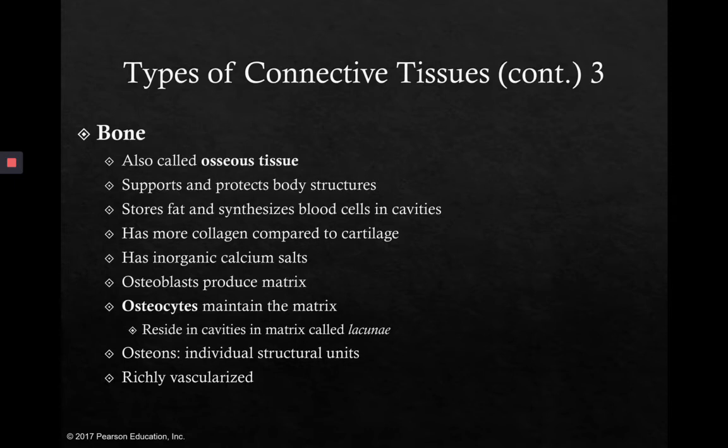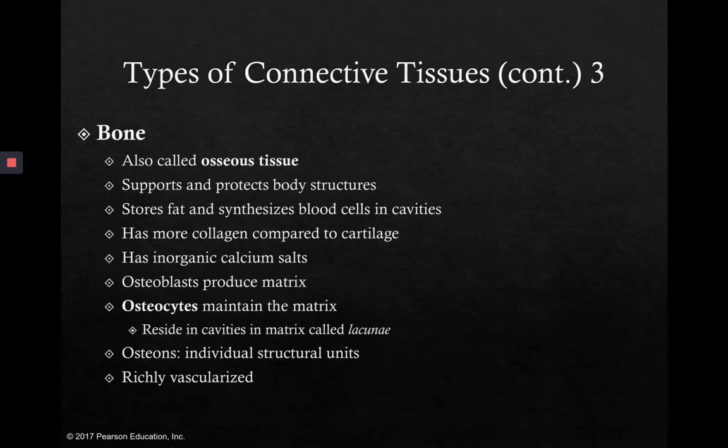And just like in cartilage, the mature cells are going to reside in cavities, cup-like structures called lacunae. And that's because the hyaline model of bone, so basically the cartilage model of bone before it ossifies, also has lacunae, and that carries over into the actual bone.